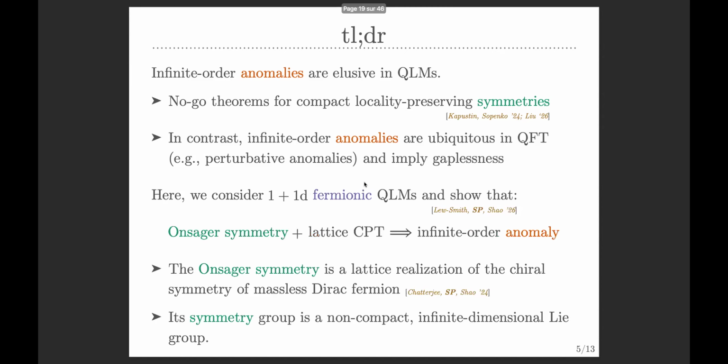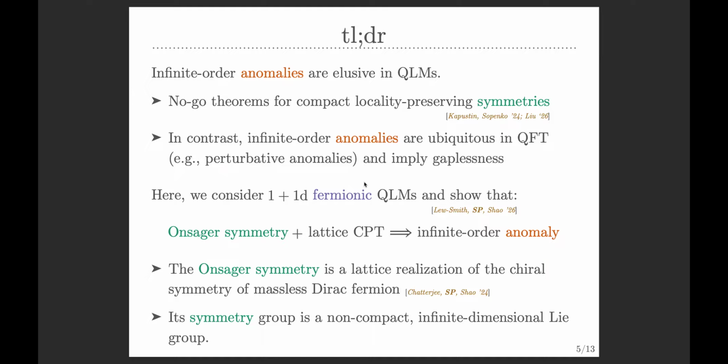Okay, good. And the punchline for this talk is the following. We're going to consider 1 plus 1D fermionic quantum lattice models. And we'll argue the following. We'll argue that if you take something called an Onsager symmetry, which we'll get to encounter in a moment, and you add a lattice CPT symmetry, that will produce an anomalous symmetry that has infinite order. Okay. And this Onsager symmetry, as we'll see, is a lattice realization of the chiral anomaly in a massless Dirac fermion. So it's a lattice realization of the axial and vector U1 symmetry of a Dirac fermion. And the symmetry group is very complicated. It's non-compact. It's an infinite dimensional Lie group symmetry.